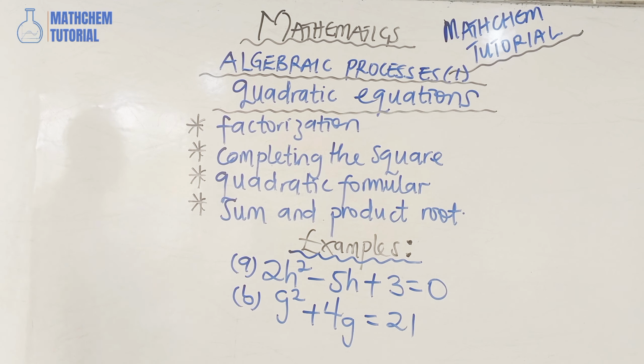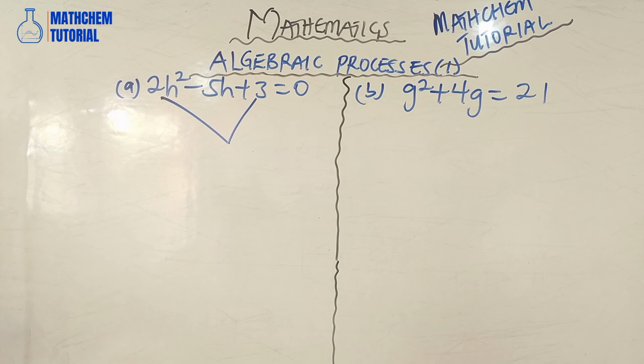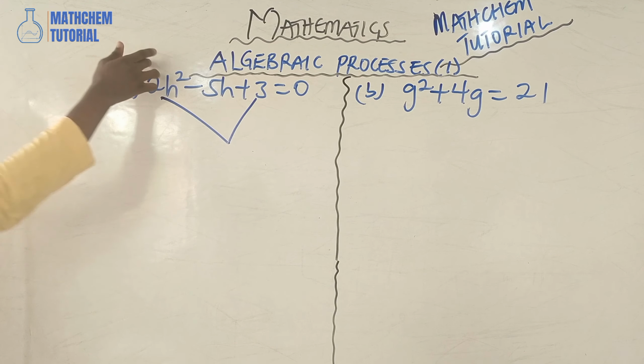Factorization method. Now let's factorize these 2 examples we have here. First example says 2h squared minus 5h plus 3 equals 0. The first step you have to do when you have an equation like this is to multiply these values together, that is, multiply 2h squared by 3. So if you multiply 2h squared by 3, then you have 6h squared.